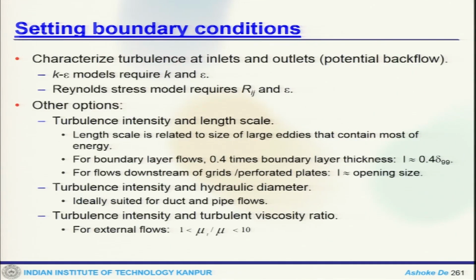So one has to set up the boundary condition. So you need to characterize the turbulence at the inlets and outlets. K epsilon models require K and epsilon, the Reynolds stress model requires all the other options, turbulence intensity and length scale, where the length scale is related to the size of large eddies. For boundary layers, one can define that length scale; for other flows, one can use turbulence intensity and hydraulic diameter, or one can use the viscosity ratio.